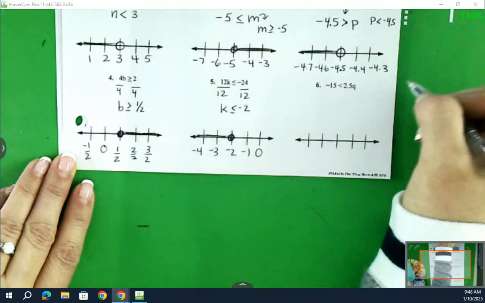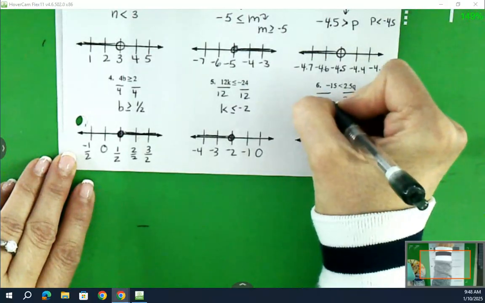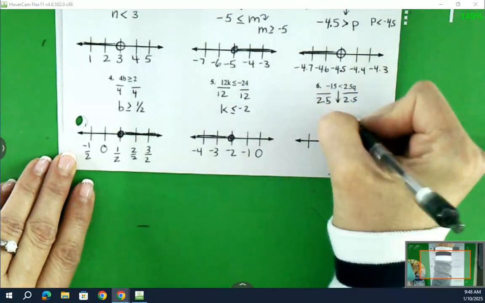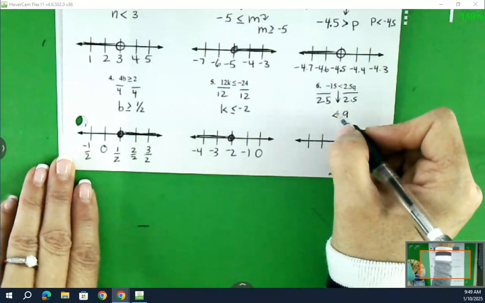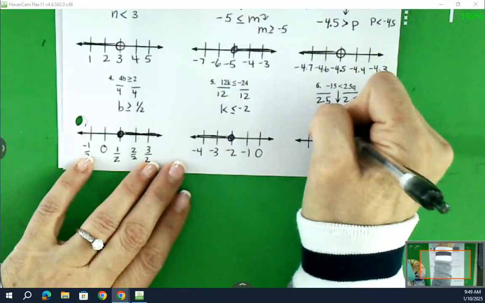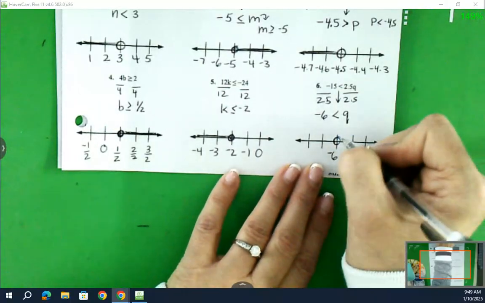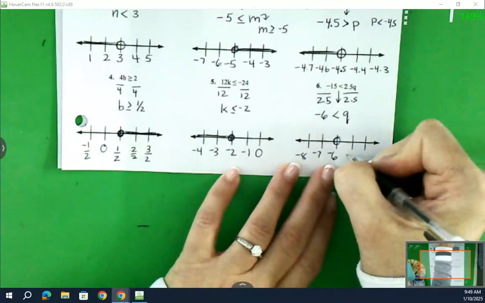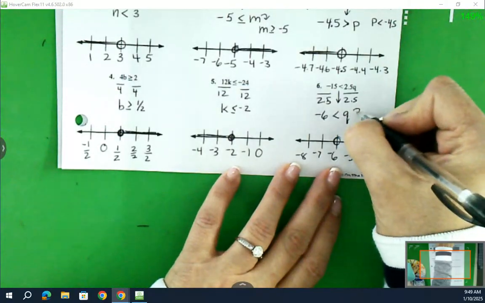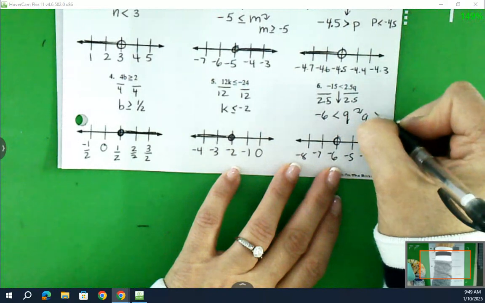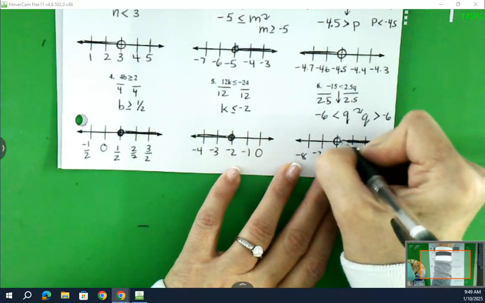Okay, last one on this front side here. We're going to divide by 2.5, divide by 2.5. Lining up that inequality, we get q is greater than -6. So we have -6 in the center, open circle, -7, -8, -5, -4, and q is greater than, if you want to rewrite it to help with your shading.